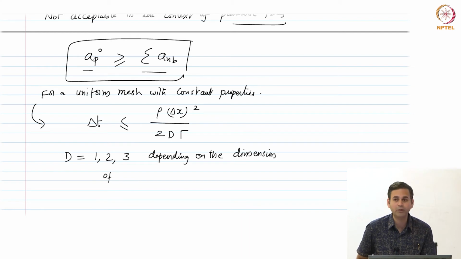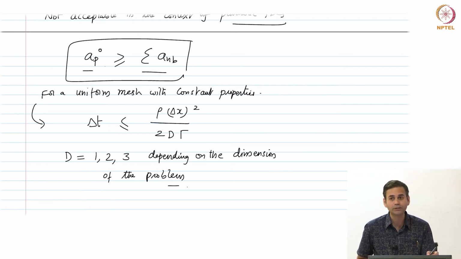So, if you are looking at a 1D problem, this is rho delta x square by 2 gamma. Now, we will prove this a little later using von Neumann stability analysis. You can of course also prove this by just writing what is A and B and what is AP. You can substitute the definitions, rho delta V by delta T and gamma delta Y by delta X, and so on, and then prove that this condition is satisfied.